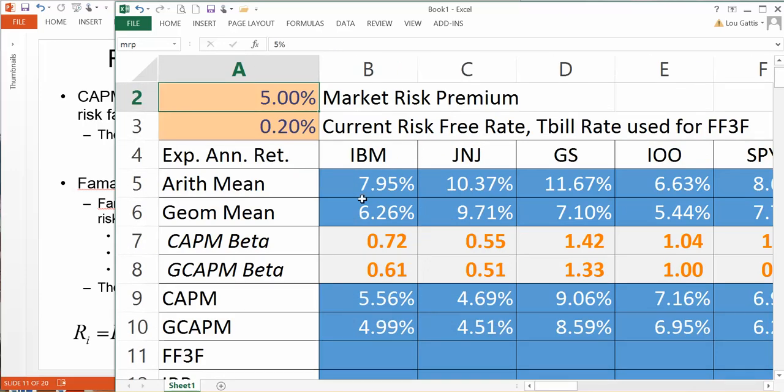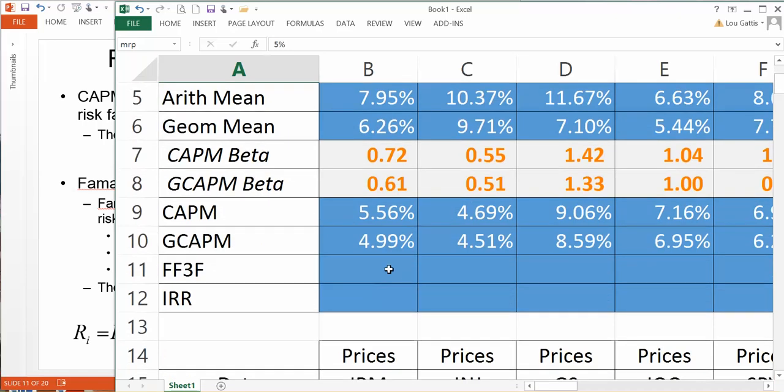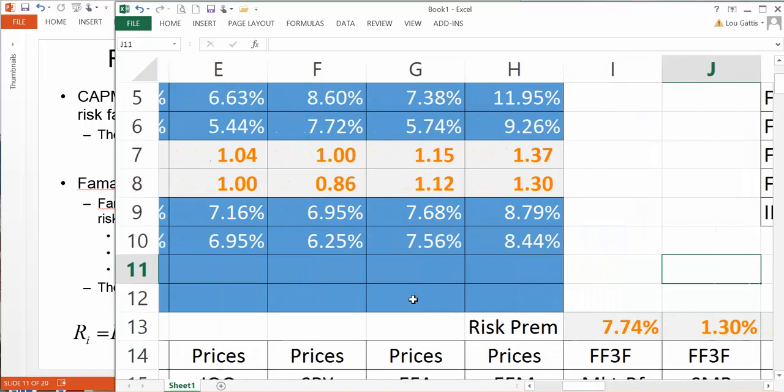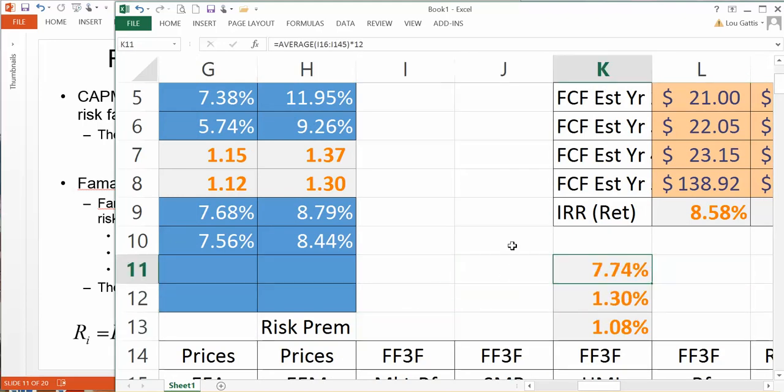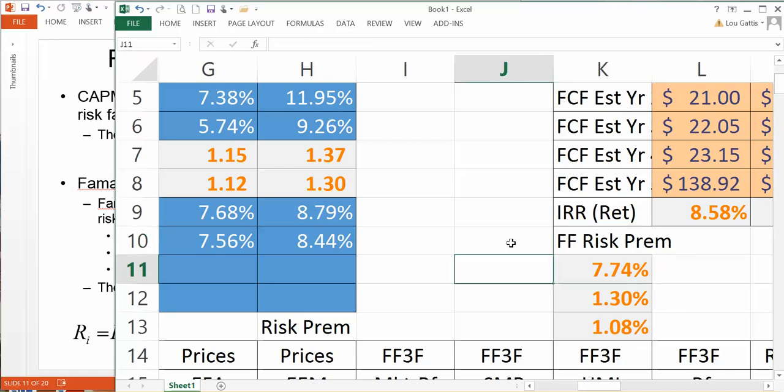So now I can do my Fama-French expected return. Let's go back here. Before I do that, let me make life a little bit easier. I'm going to stack these risk premiums here so I can use a sum product. So these are my Fama-French risk premiums, and that's to market, size, and book to market ratio.